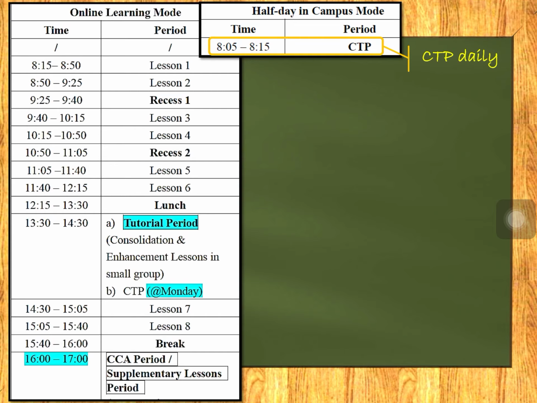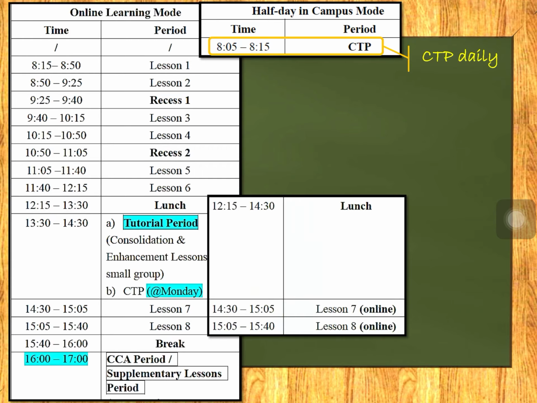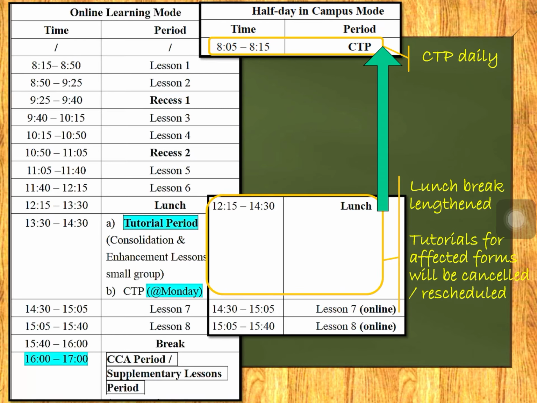A difference is that you will be leaving school premises and going back home for lunch at 12:15 p.m. after your 6th period. Since the CTP has been moved to the morning, you will not get it again at lunch. If you need to travel home for lunch, I'm sorry to disappoint you, as your tutorials may be cancelled or rescheduled by your subject teachers. At 2:30 p.m. sharp, you should be ready for your afternoon lessons, online. The 7th and 8th periods will be conducted online, and attendance is mandatory.